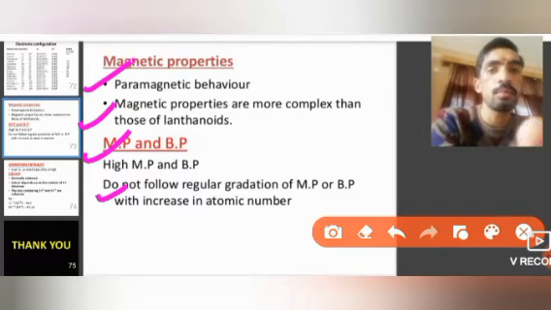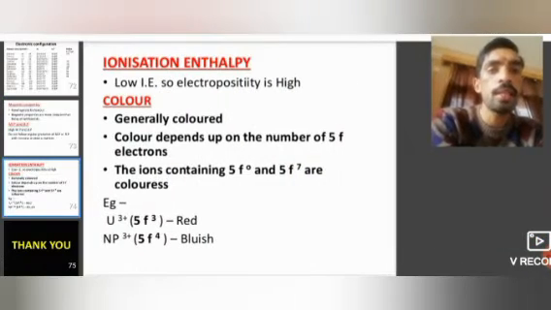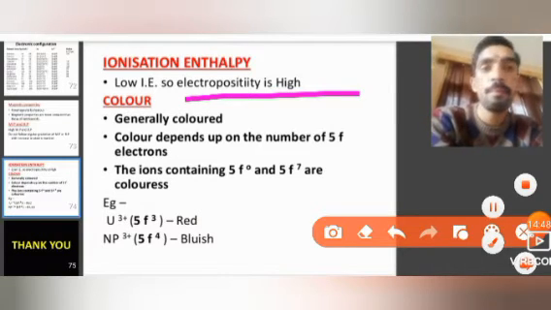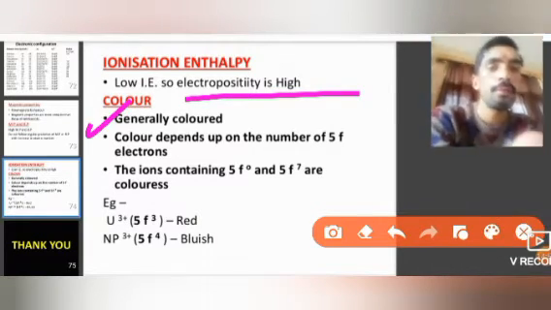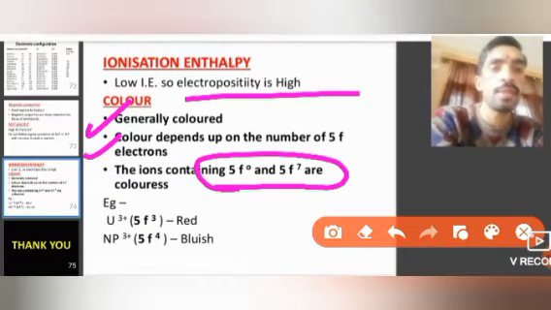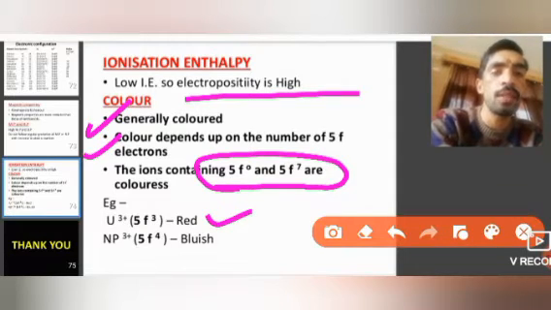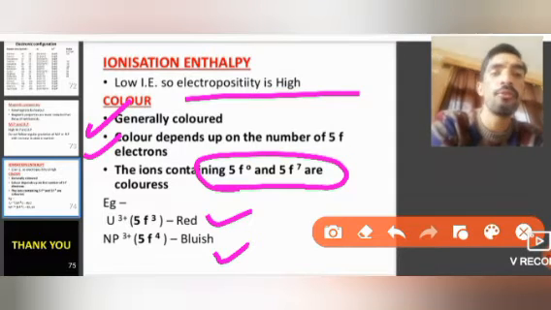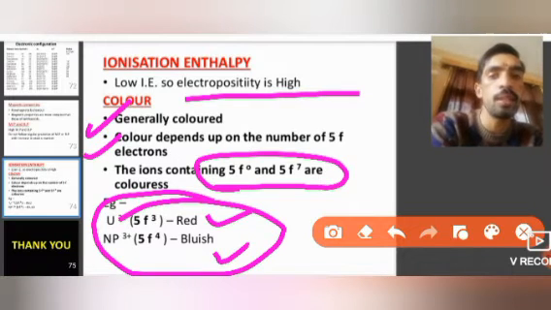Next property: ionization enthalpy. It has low ionization enthalpy, so electropositive character is high. Color: generally colored because of f-f transitions. Color depends on the number of 5f electrons. The ions containing 5f0 to 5f7 are colored, especially uranium 3+ which is red in color, and neptunium 5f4 that is bluish in color. So note down, this is a very important general question.